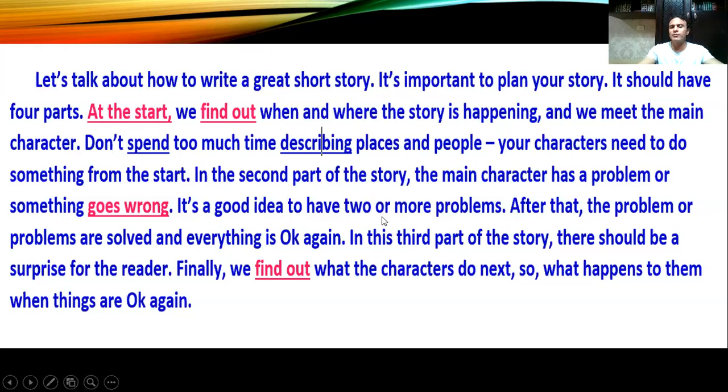It's a good idea to have 2 or more problems. After that the problem or problems are solved and everything is okay again. In the third part of the story there should be a surprise for the reader.